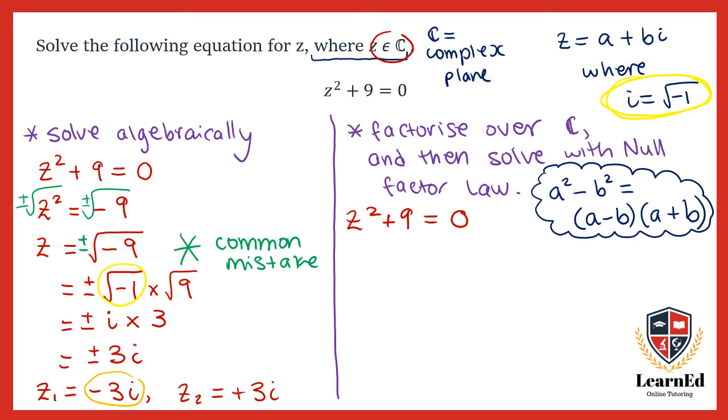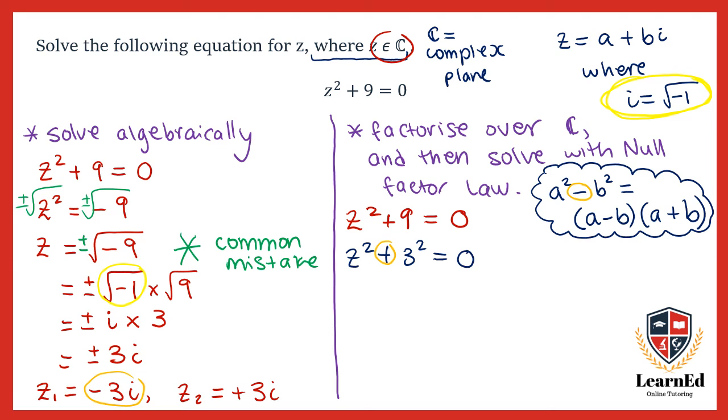We have the a squared, which is z squared, and we can even rewrite that 9 to be 3 squared. So we're very close to a squared minus b squared, but the only difference is that this is a minus and this is a plus.